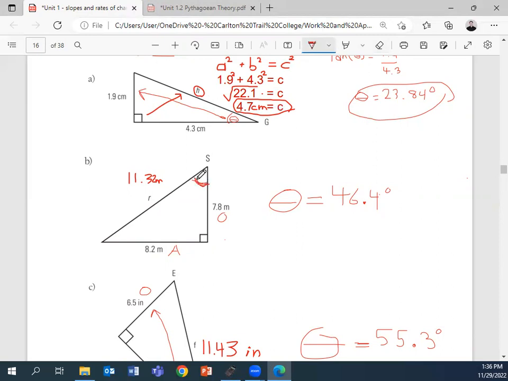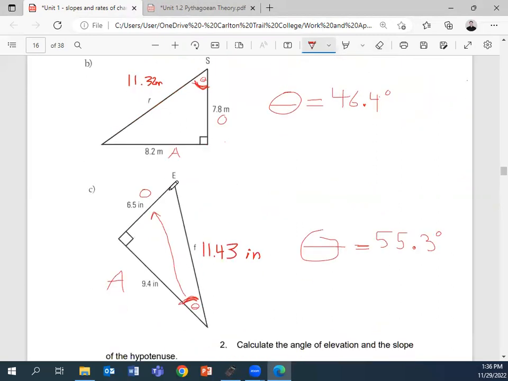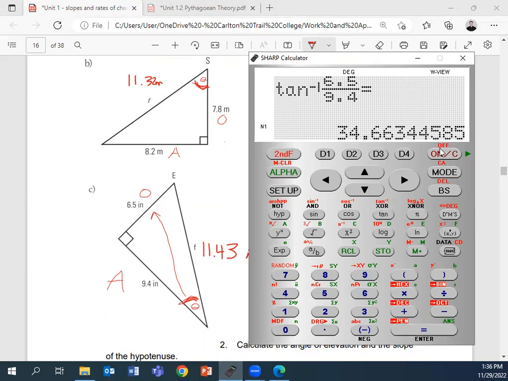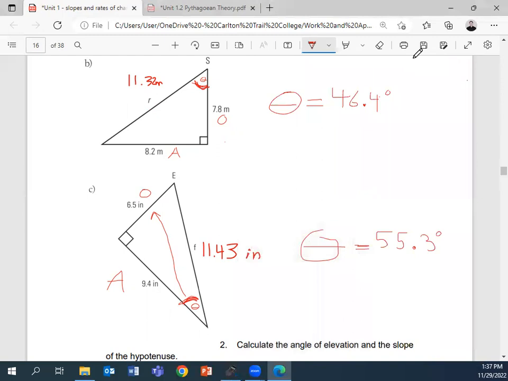How did you get C? I took my opposite, so my 6.5 over the 9.4. So 6.5 over the 9.4. Did I give you the wrong one too? What the heck's going on? Sorry, I've given you the wrong angles apparently. Or past me did it wrong and my answers are wrong. So this one's 34.66. Okay, good. Nope. Sorry about that. I think past me may have made a mistake.